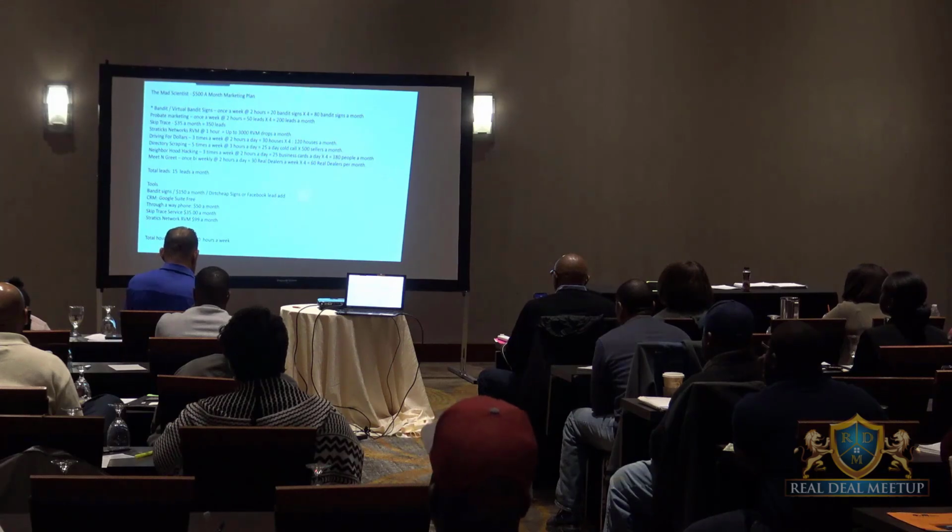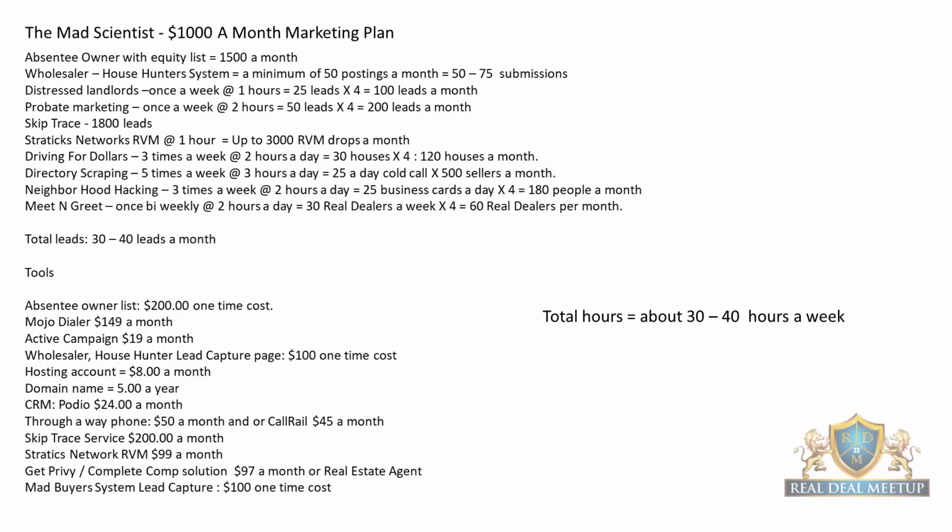The next plan: $1,000 a month. If you can spend $1,000 a month, this is your plan. You're going to buy an absentee owner list, about 1,500 names in that list. You're going to buy the list from Dunhill International.